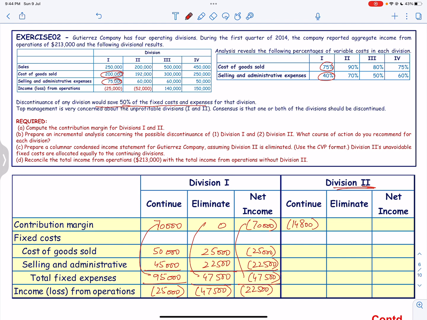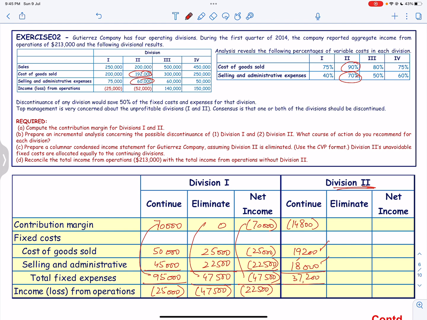And for division 2, the variable costs are 90% of 192,000. That means 10% are going to be fixed. So 10% of 192,000 will be 19,200. And 70% are variable. That means 30% of 60,000 are going to be fixed. That is 18,000. So we have fixed cost of goods sold 19,200, and fixed selling and administrative expenses are going to be 18,000.